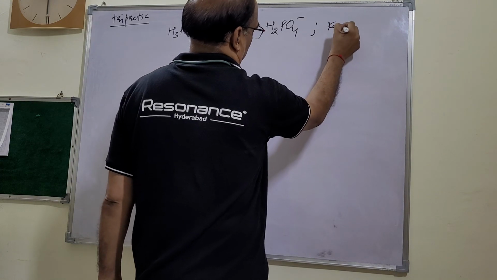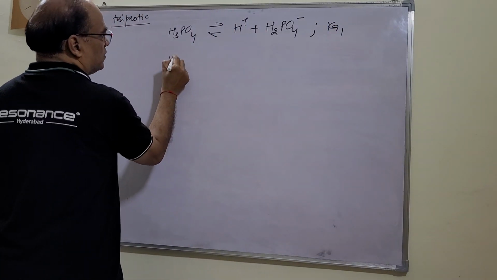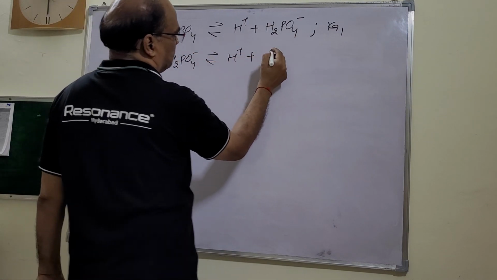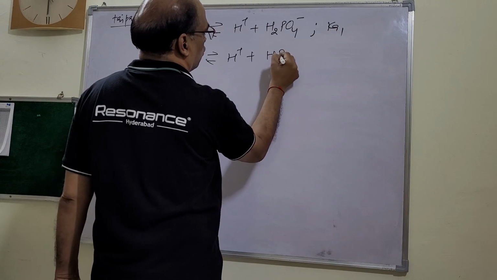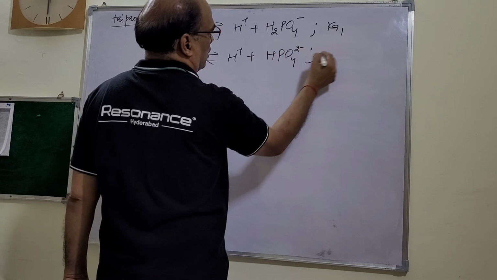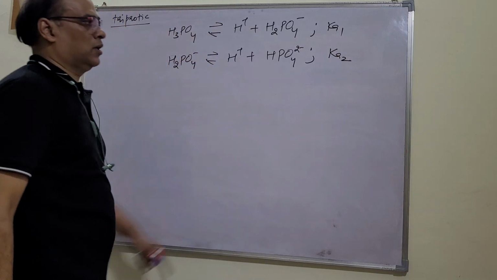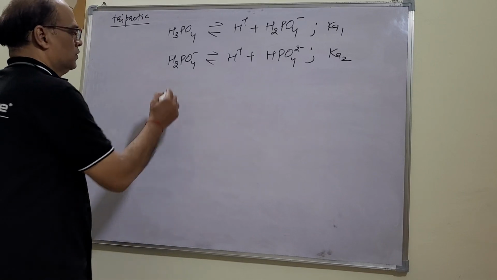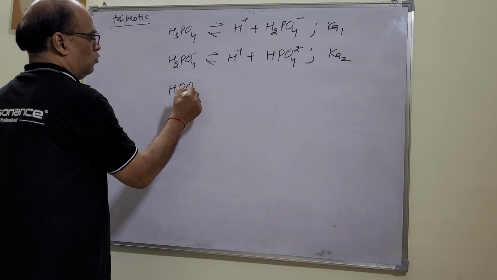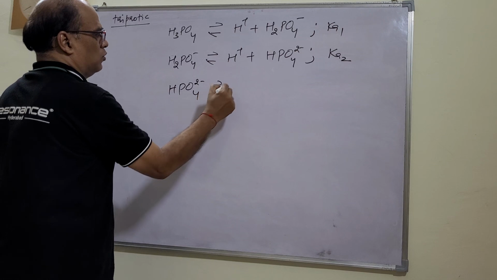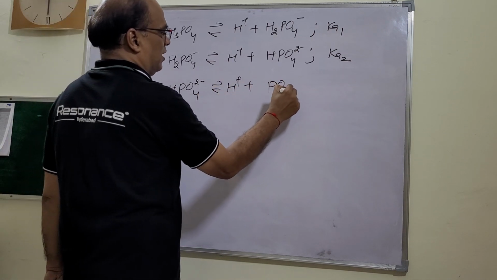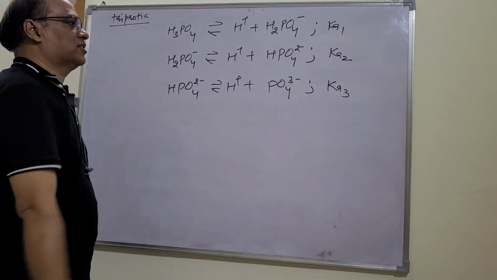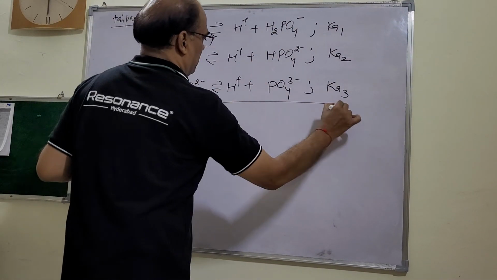We call it K1, first ionization. Second, H2PO4 minus changes to H plus and HPO4 2 minus. Now it is K2, second ionization constant. Now the name of this species will be what? Monohydrogen phosphate. Third species, HPO4 2 minus, finally converts to H plus ion and phosphate ion. This is step number 3, Ka3. Okay, first ionization, second ionization, third ionization, and you can anytime add them.